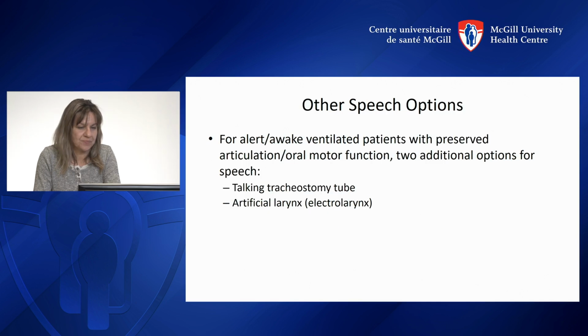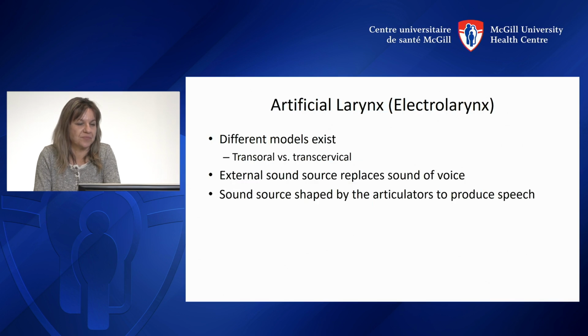Other speech options for alert, awake, and ventilated patients with preserved articulation and oral motor function could be talking tracheostomy tubes and or an artificial electrolarynx. Talking tracheostomy tubes are rarely used and will actually not be covered in this course. There is a special course for that, and I will not say more about it.